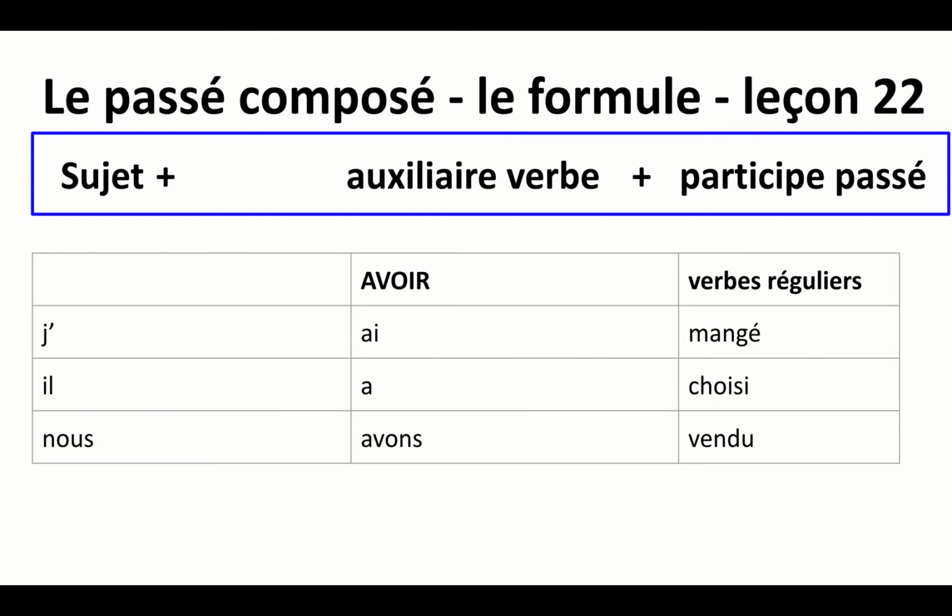So as you can see here, I've included the regular verbs, those ER verbs where you drop the ER and it goes to é with an accent. And then the IR verbs like choisir, you drop the IR and it goes to I. And then the RE verbs, you drop the RE and it goes to U. We always have a subject. We always have an auxiliary verb. The auxiliary verb is required.